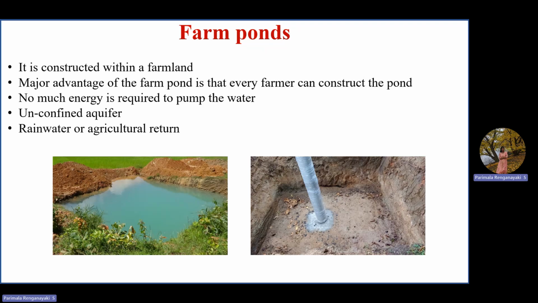And when every farmer has a small pond, the entire basin surely will benefit. Instead of having a big percolation pond, a small pond in every piece of land will improve the groundwater recharge of that entire area. Here, the source of water can be rainwater, or sometimes even the agricultural return flow can also be conserved using this farm pond.